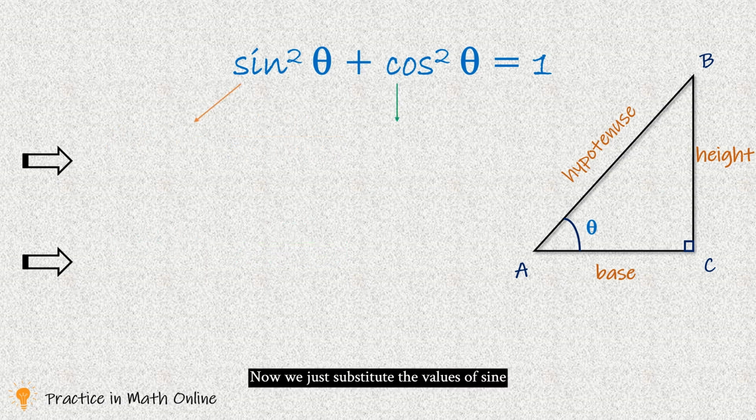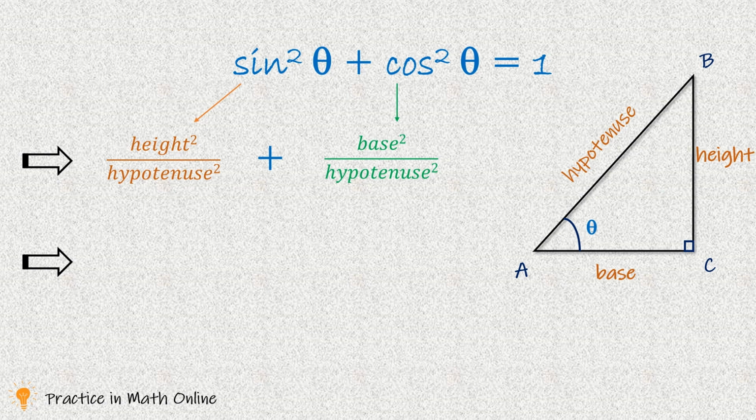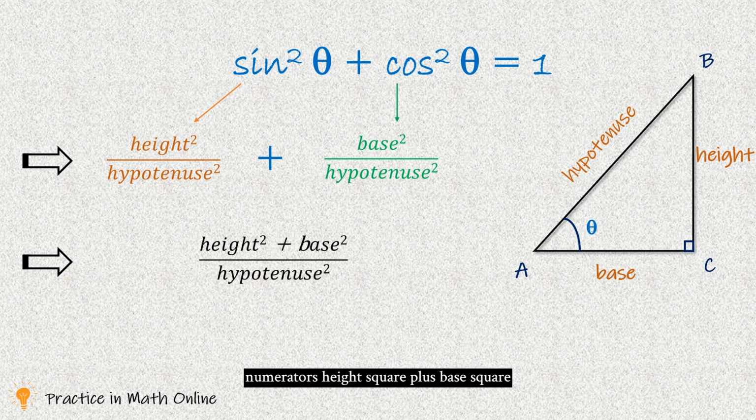Now we just substitute the values of sine square theta and cos square theta into this identity. Sine square theta was height square over hypotenuse square. Cos square theta was base square over hypotenuse square, and we add both of them. So we are actually starting with the left hand side of this identity and checking if it actually equals 1. Since the denominator is common, hypotenuse square, we just add the numerators: height square plus base square over hypotenuse square.